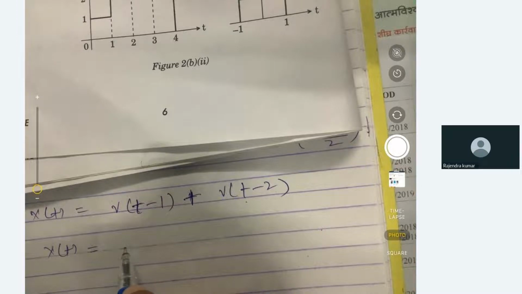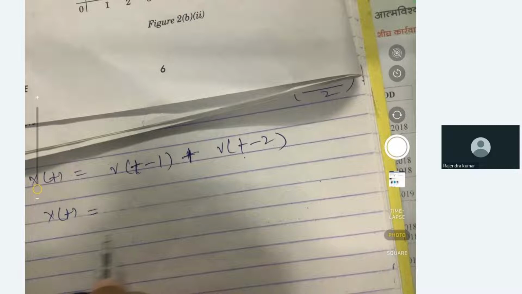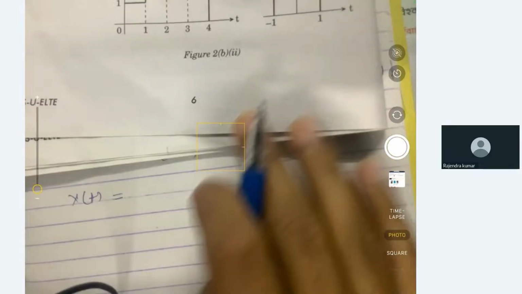Now you write v(t) in terms of u(t). That will be u(t+1) minus u(t-1). Now apply the shifting property on v(t). First shift by 1, you will get v(t-1) equal to u(t) minus u(t-2). Then again shift by 1, we get v(t-2) equal to u(t-1) minus u(t-3). Again by 2, then you will get v(t-2) equal to u(t-2) minus u(t-4).